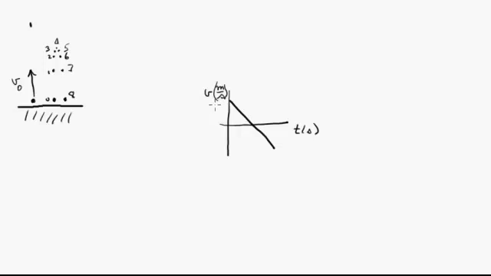This point right here is V0. That corresponds to the beginning velocity. When the velocity is 0, right here, that is the apex. And the equation for that velocity versus time curve is V equals V0 minus gt, g being the acceleration of gravity. Okay, let's do acceleration next.